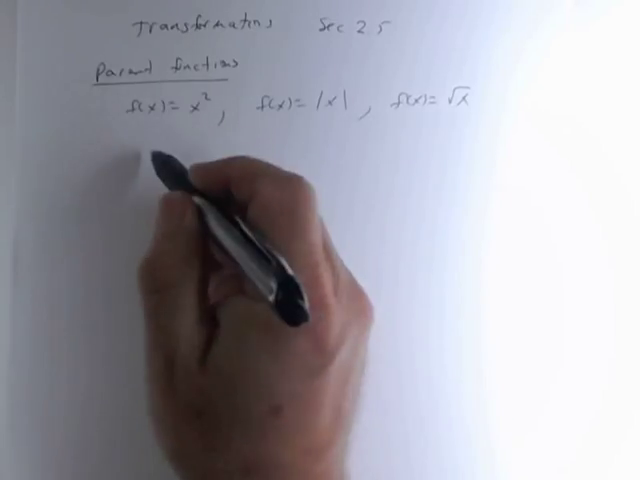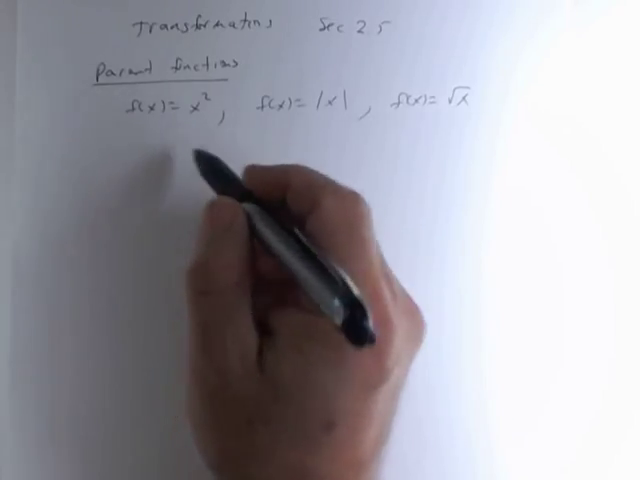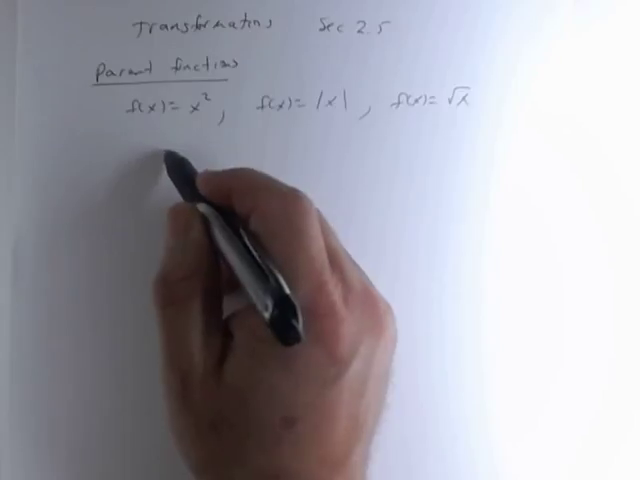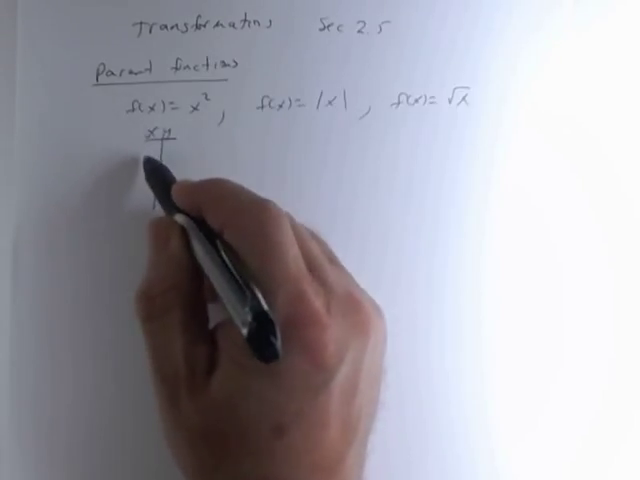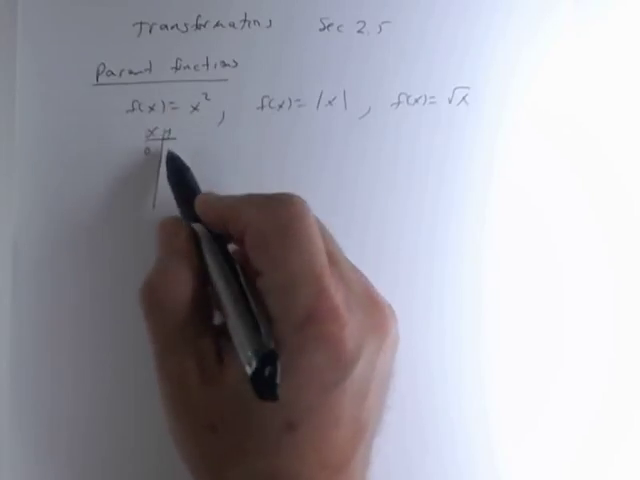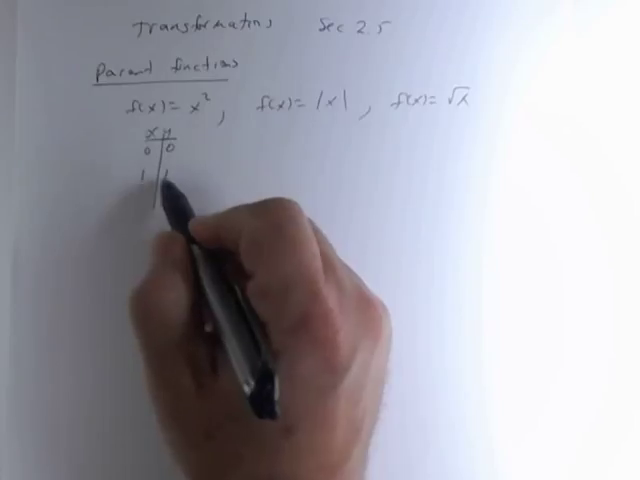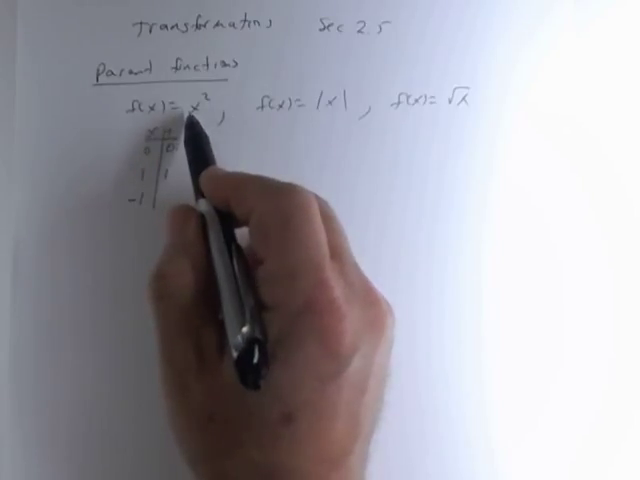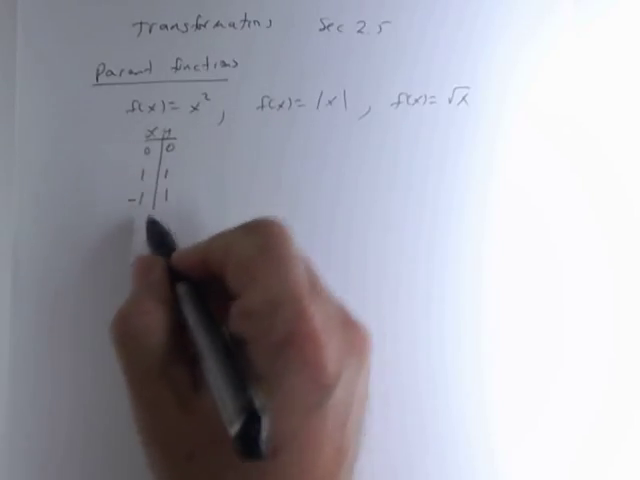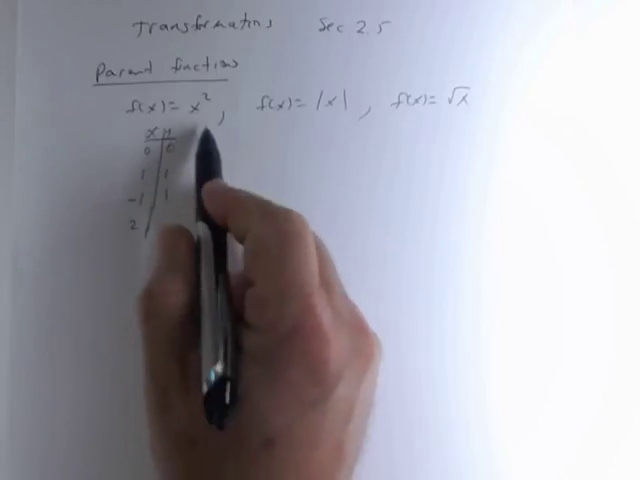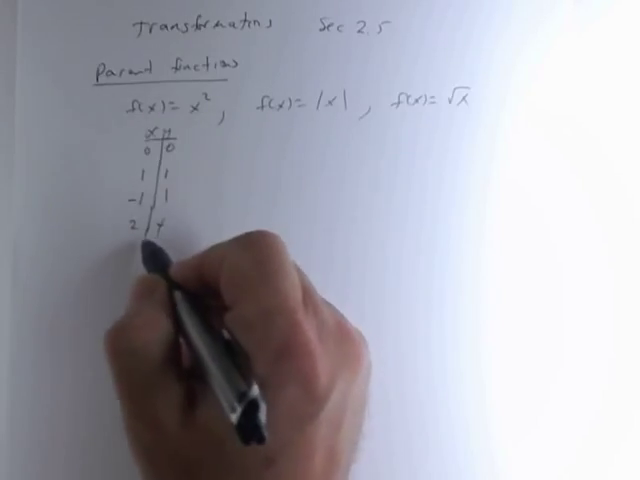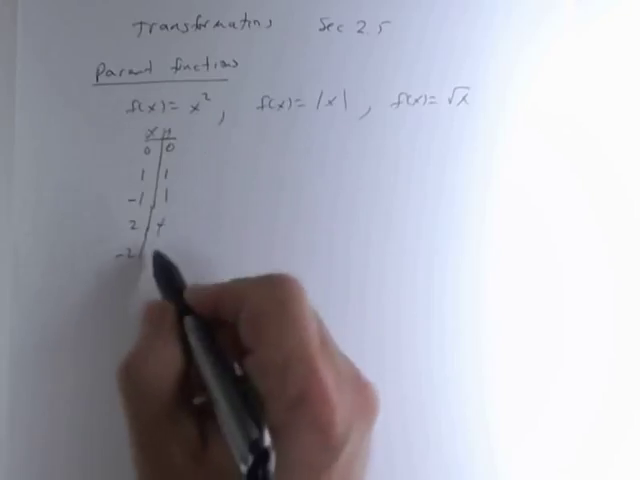So the 5 points, and I asked you to look at the video, so hopefully you did, and you'll know what I'm talking about. But when I look at 5 points here for the parent function, if x is 0, what's 0 squared? 0. If x is 1, what's 1 squared? 1. If x is negative 1, what's negative 1 times itself? 1. If x is 2, 4. If x is negative 2, I get 4.